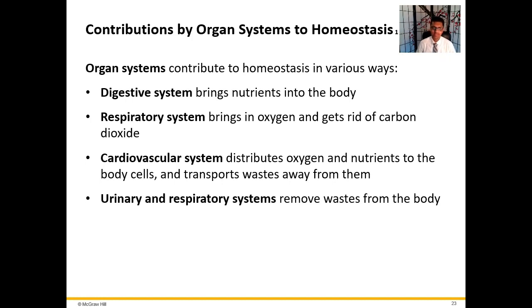Now, all your organs play a key role in contribution by the organ system to homeostasis. You have organ systems contributing to homeostasis in various ways. The digestive system brings nutrients into the body. The respiratory system brings in oxygen and gets rid of carbon dioxide. The cardiovascular system distributes oxygen and nutrients to the body cells and transports waste away from them. And then the urinary and respiratory systems remove waste from the body.